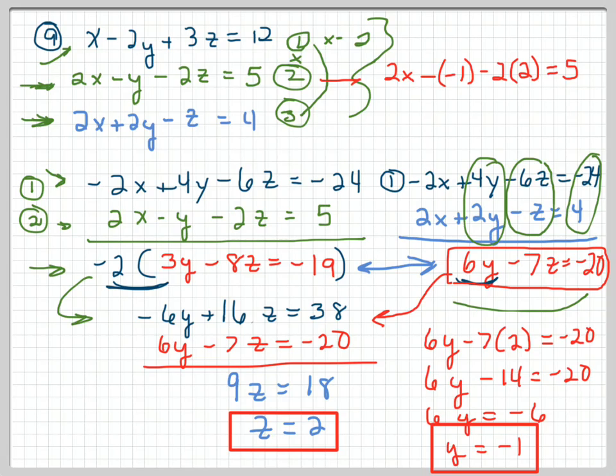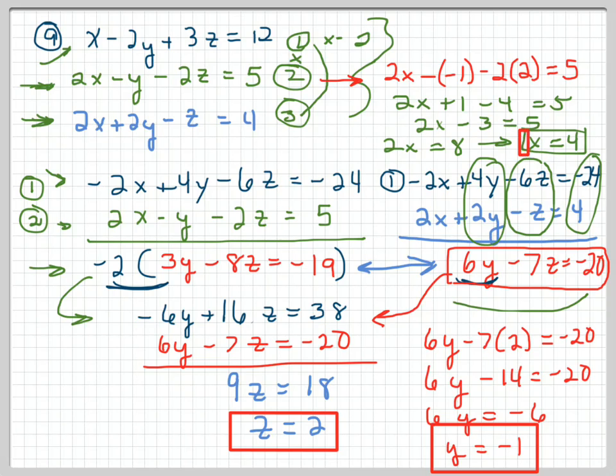So it's this green equation with the y value and the z value plugged in. I go about solving that. I got 2x plus 1 minus 4 equals 5. 2x minus 3 equals 5. 2x equals 8. And therefore, x is 4. Let's put that in a red square too.